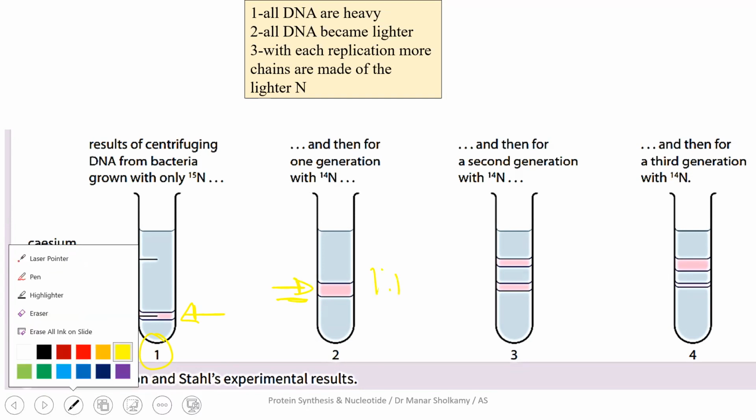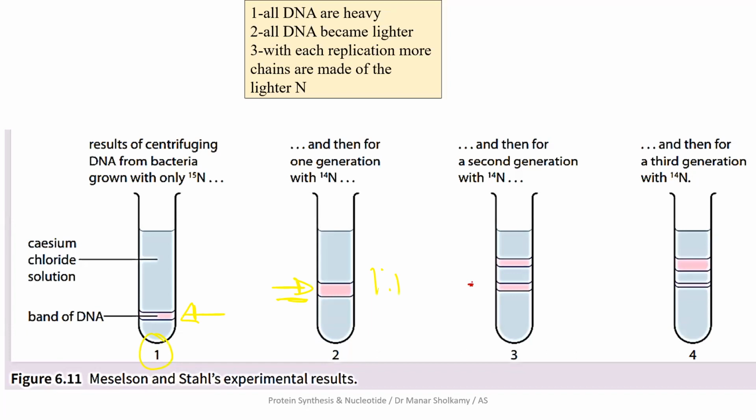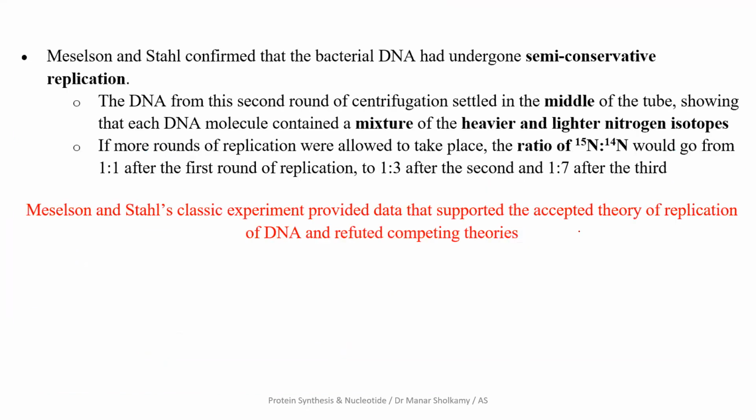Now with time, what happens? The middle band never goes away because the heavy strands are always there. But the band above it always becomes thicker, as you can see, because the ratio of the lighter bands are increasing. 1 to 1, 1 to 3, 1 to 7, 1 to 15. Okay? Good. Fine. So we're done.